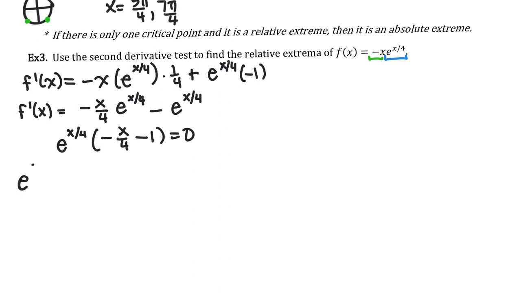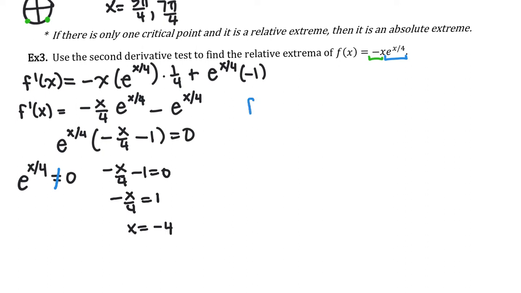Now let's see, e to the x over 4, let me make that equal 0. Now e to the something can never equal 0. Even if I put a negative value in for x, it's going to make it a fraction. It's not going to make it equal 0. So this equation has no solution. So let's solve the other one. So I get x equals negative 4. So there's only one critical number here. Okay, so let's do the second derivative to determine whether this is a relative minimum or maximum, but because there's only one critical number, it would also mean it's an absolute minimum or maximum.